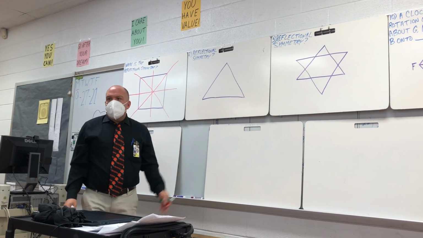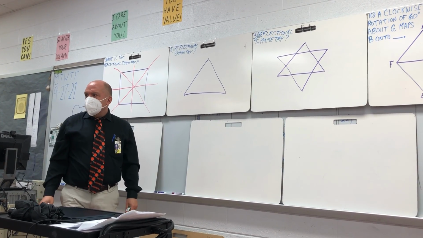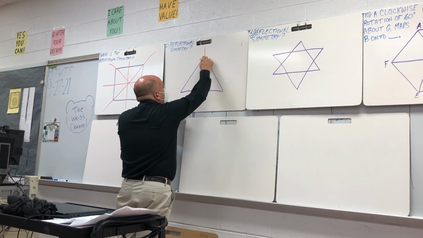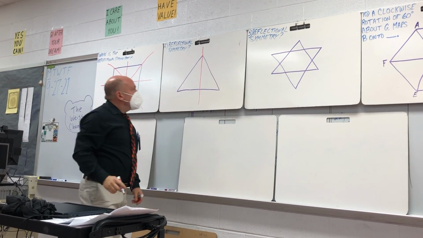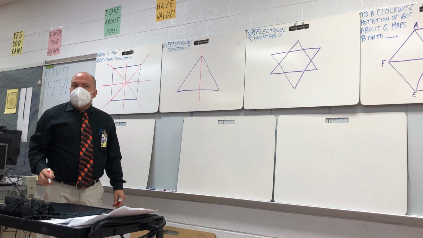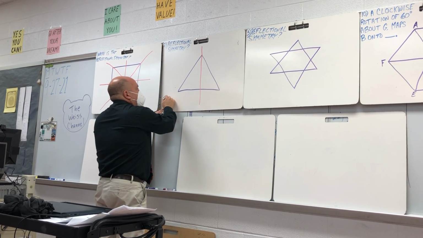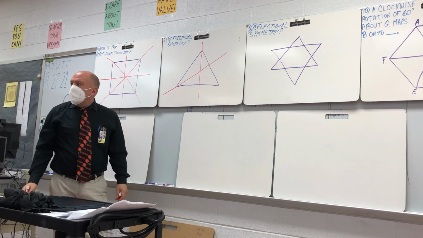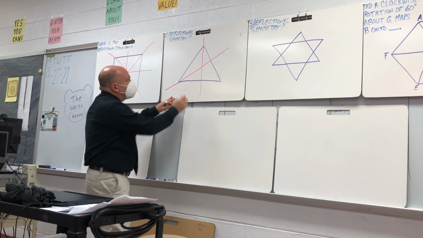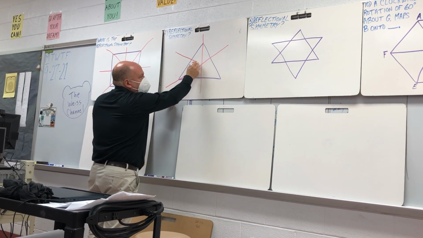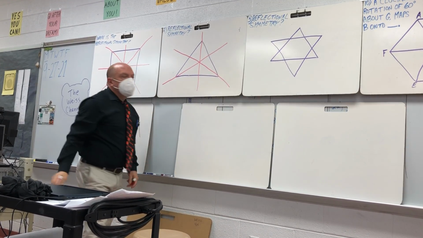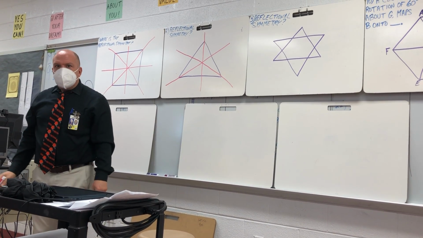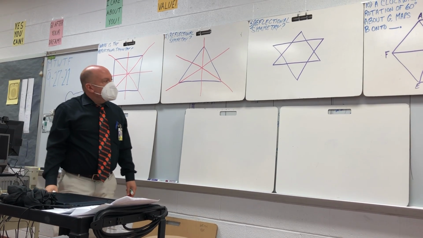How about here? Where could I have symmetry? Down the middle, right? Where else? Could I have it here? And then one other corner, right? Okay? Everyone understand what I mean by symmetry, reflection symmetry, right?